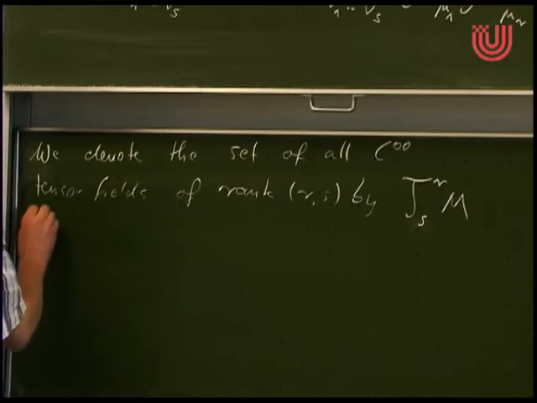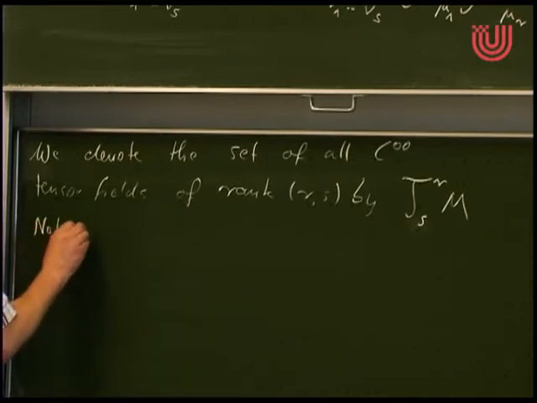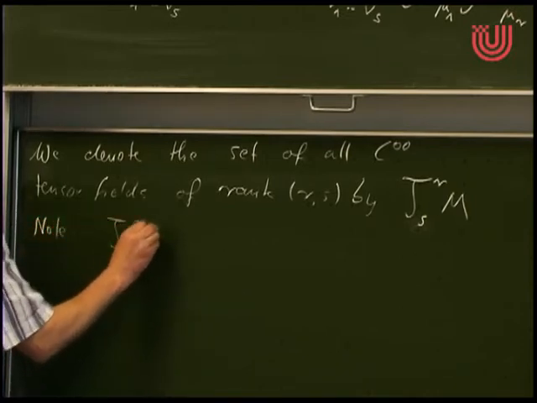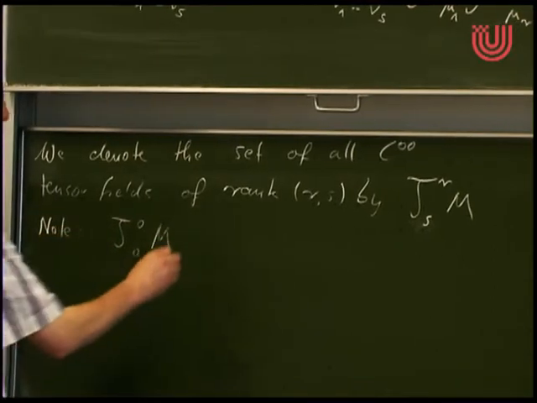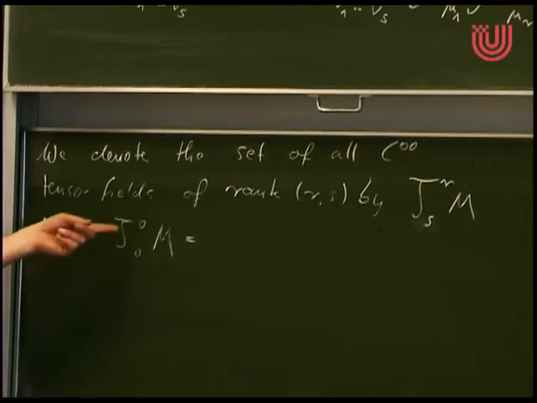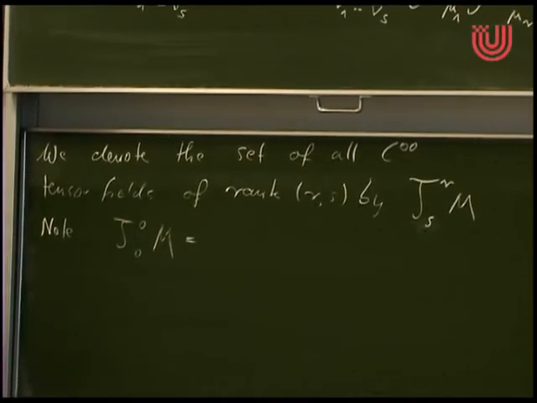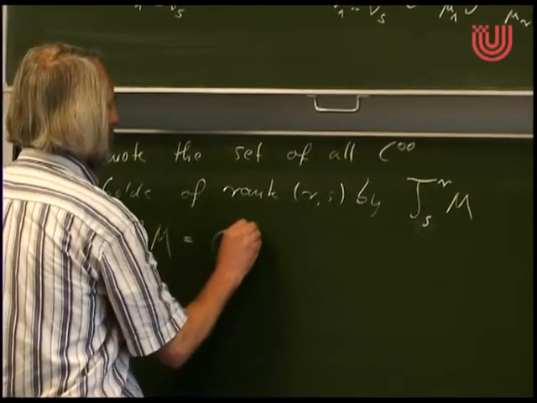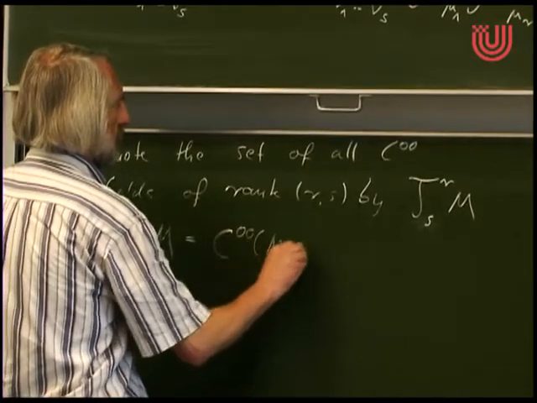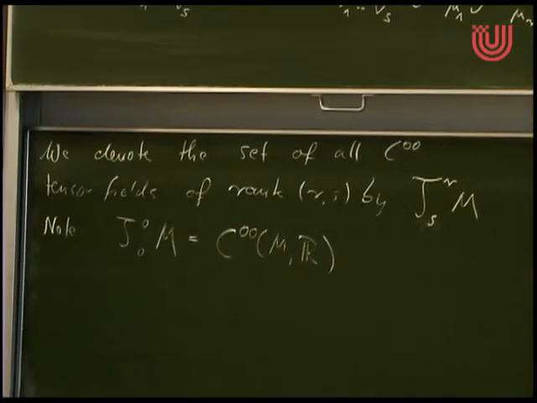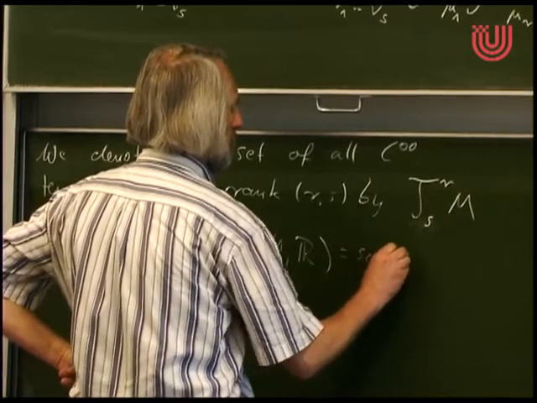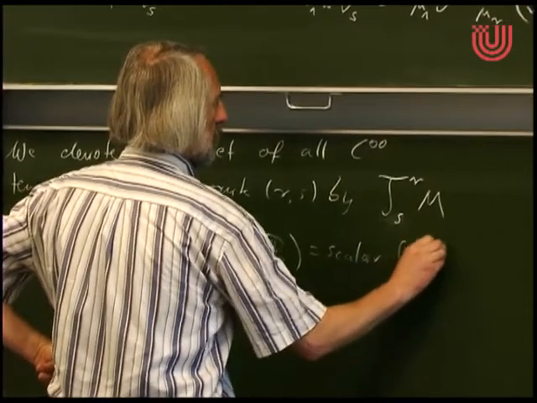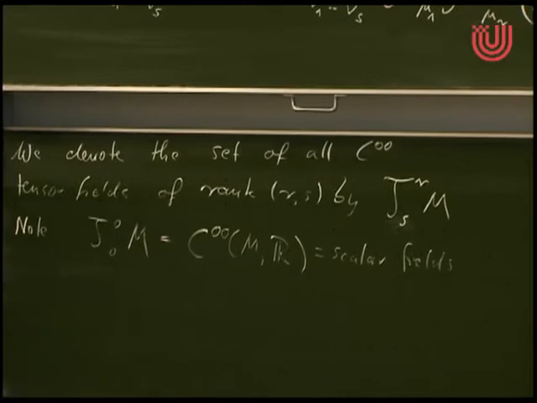So in particular, we should note that T 0,0 of M, these are the tensor fields of rank 0, 0. Well, the tensors of rank 0, 0 were just the real numbers, so these are now the functions from M to R. So this is the same thing as the infinitely differentiable maps from M to R. So this is what you might call the scalar fields, or just the real valued functions.